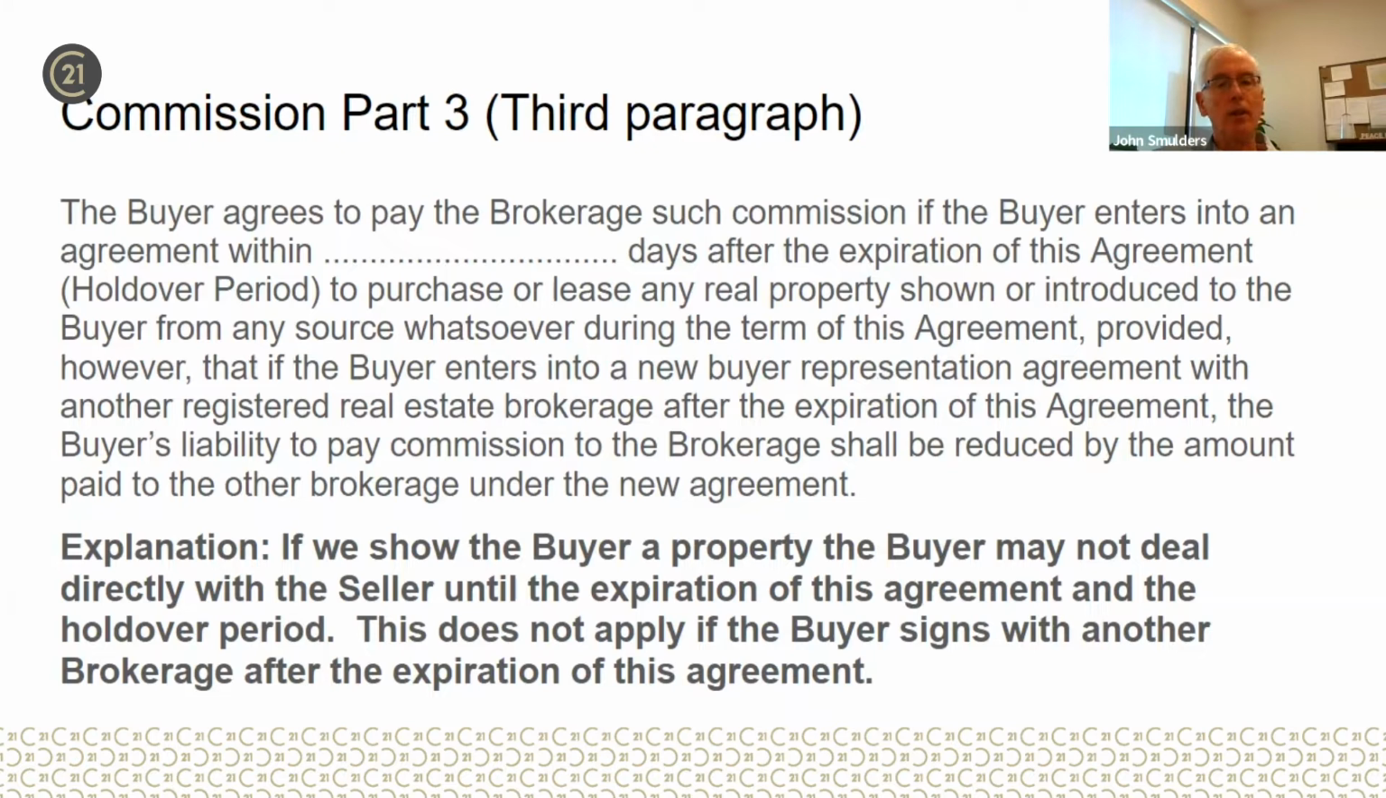Here's the killer line. This does not apply if the buyer signs with another brokerage after the expiration of this agreement. So you have a buyer representation agreement that ends on, well, today. What is it? December 14th today, okay? You've shown the buyer all sorts of places. The buyer then on December 15th goes out and signs a new buyer representation agreement and buys one of the houses that you showed first. You're out of luck, I'm afraid to say. Okay, it's not a very nice part about this, but it's in there.